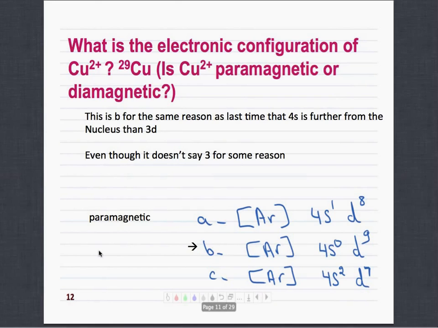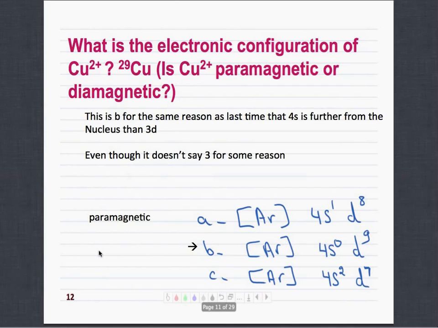So first of all, copper 29. Whenever you hear copper or chromium, both of them are exceptions. So it's going to be argon 4s1 3d10. This is the electronic configuration of copper, and it's the same with chromium. Both of them are exceptions. Now what about copper 2 plus? That means the copper lost 2 electrons. So the first electron is going to go from the 4s. So I have no 4s, and then 1 electron from the 3d. So it's going to be 3d9. So this is the electronic configuration of copper 2 plus.